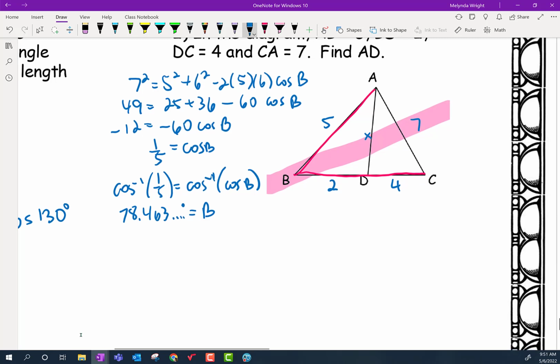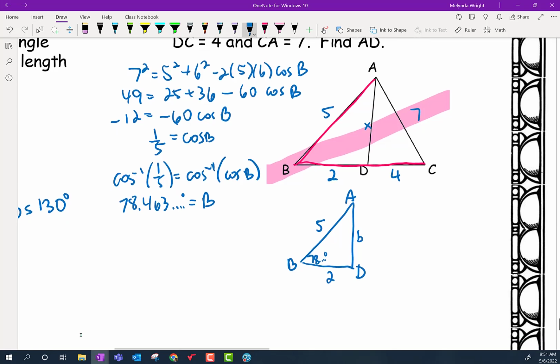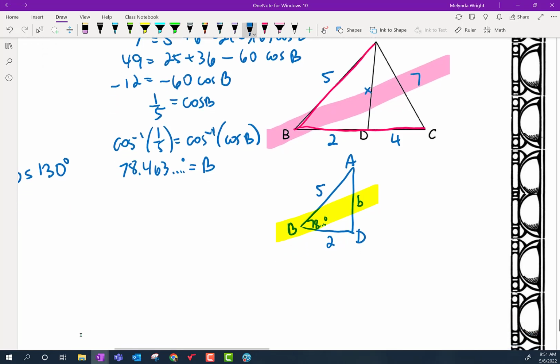All right, so now let's try to narrow down. Let's just work with that one little triangle over here on the side. I'm going to redraw it so it's clear what we're doing. I'm just going to work with this little one right here. So we know this is like 78 whatever degrees. We know that's 2 and that's 5. So now we want to know this, and I'm going to call that side B. So now my anchor happens to be right here. But I'm going to use my law of cosines with that as my anchor.